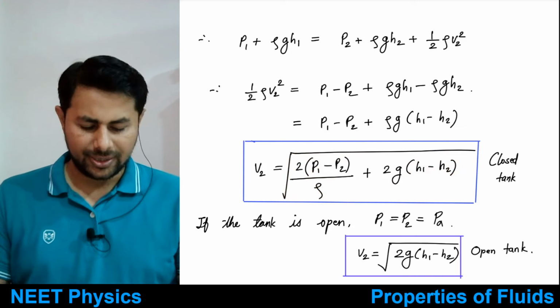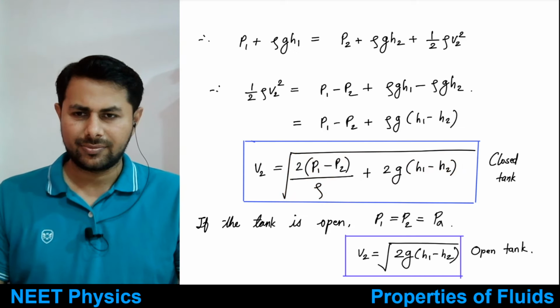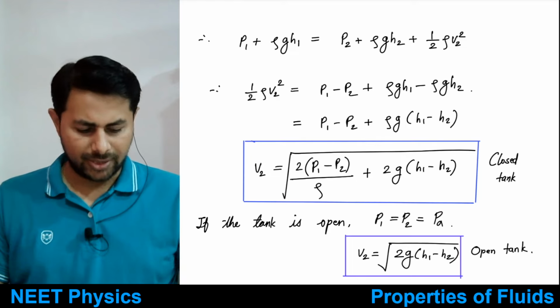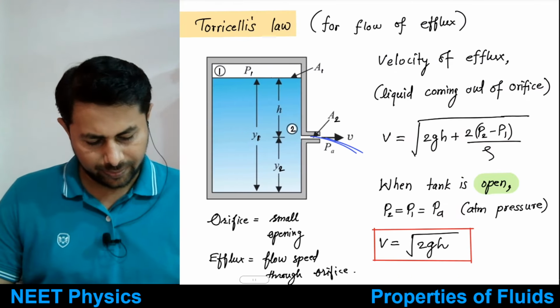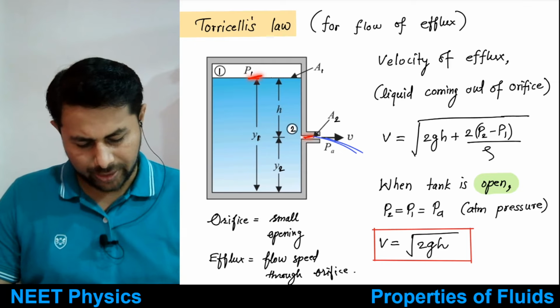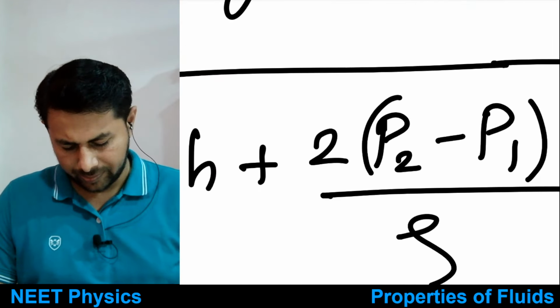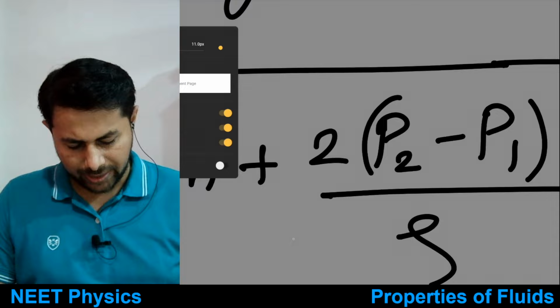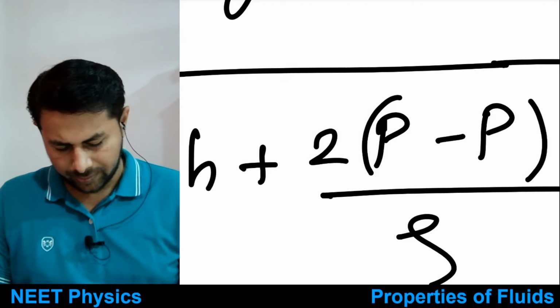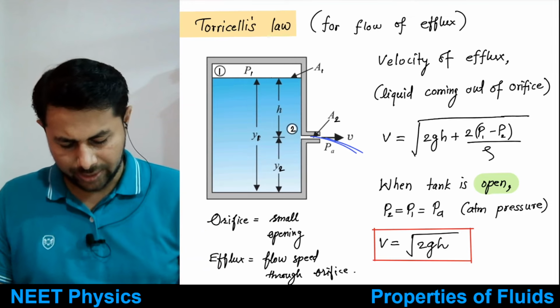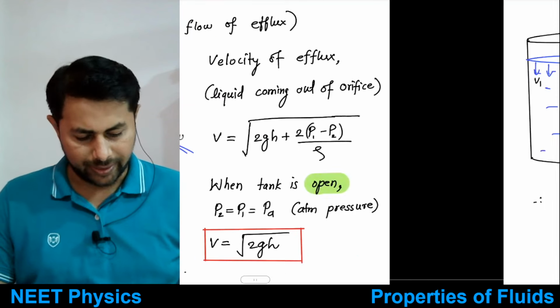Okay, is this clear, everyone? Right? Okay. Oh, here I wrote P1. This was P1, this was P2. It has to be P1 minus P2, not P2 minus P1. So let me correct this one. Okay, it has to be P1 minus P2, right?